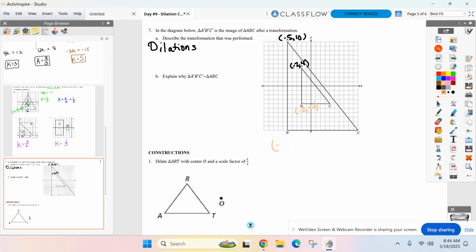What's this one? -5, -10 for B prime. All right. So number 1 is figure out if you multiply everything by the same number. And then if you do, let me know what that number is, because that's your scale factor.